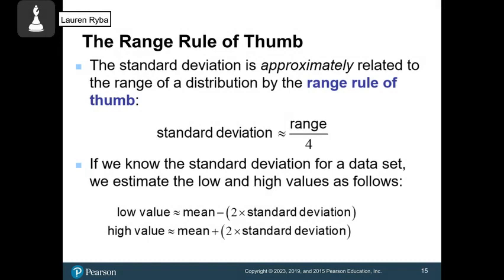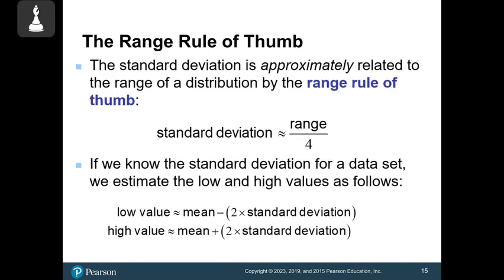Another way to approximate standard deviation, just because standard deviation is not fun to calculate by hand, is called the range rule of thumb. You can estimate the standard deviation by taking your range and dividing by 4. It's easy to find the range: take max minus min, and divide that result by 4.